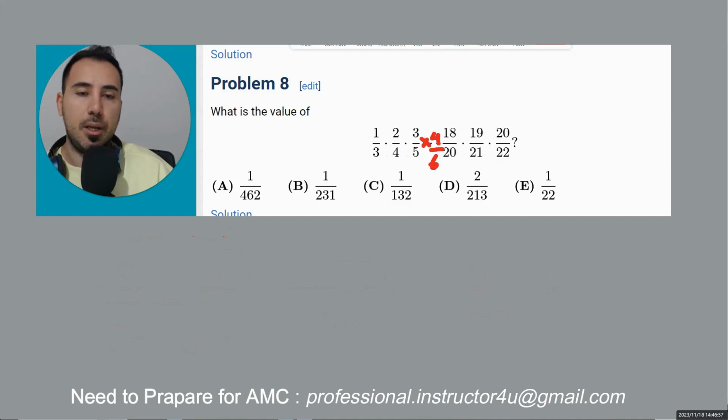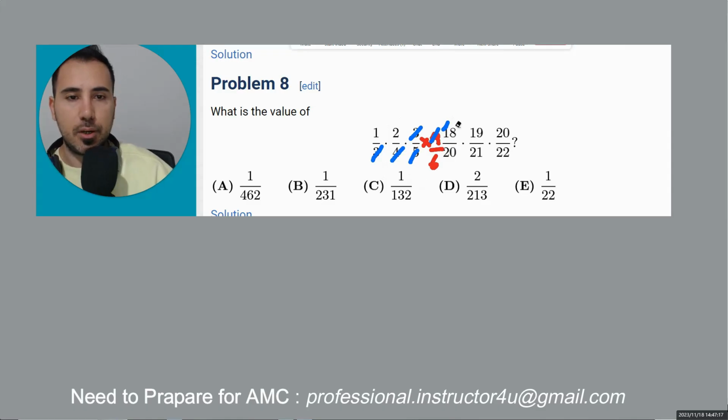And we'll continue. Now look, I told you the top numbers and the bottom numbers could cancel. So look what happens. This 3 is canceled with this 3. This 4 will be canceled by this 4. This 5 will be canceled by this 5. And it will continue, all the way like this. So what will be left?